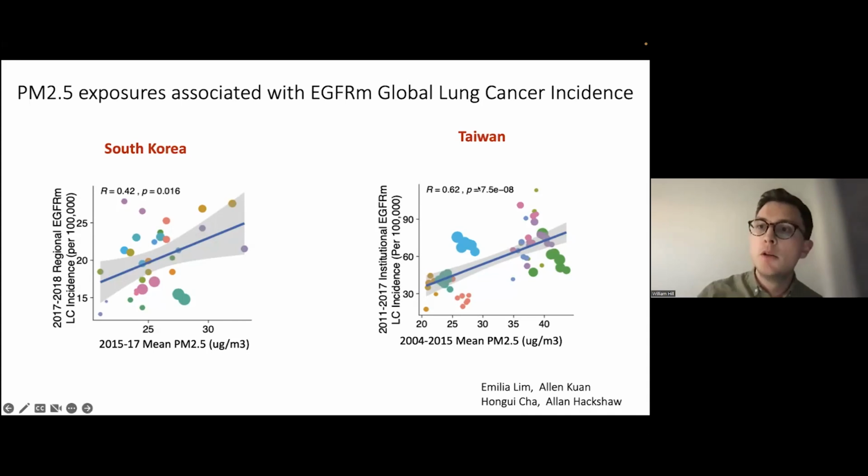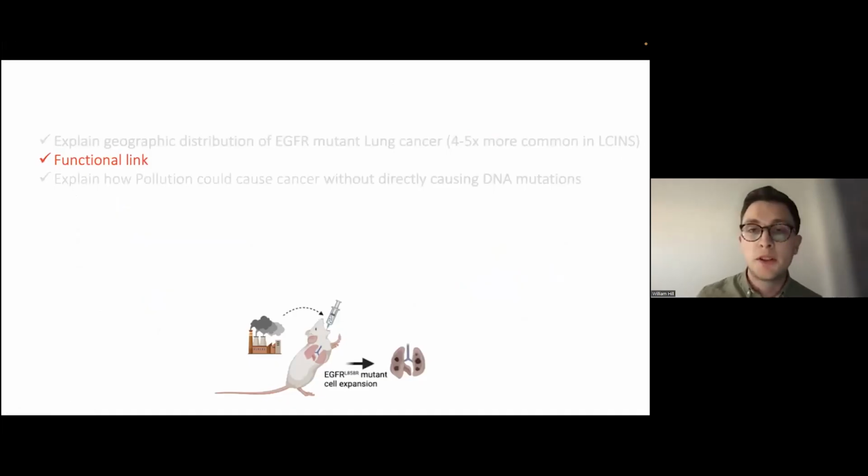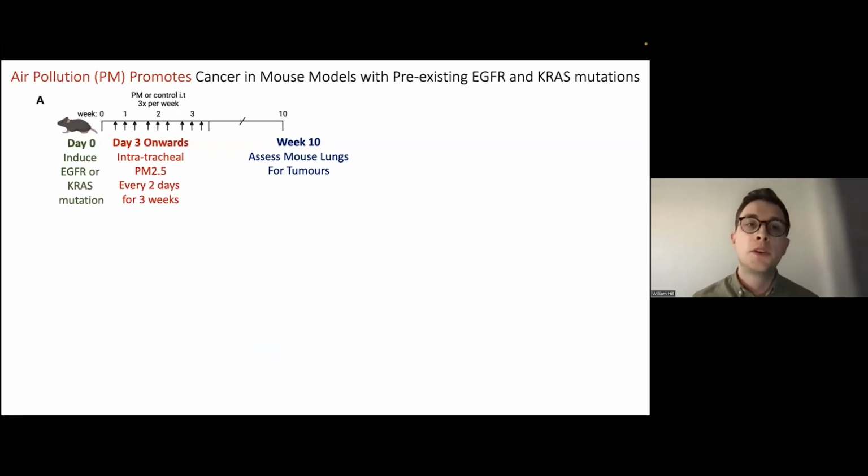And so then moving into the mouse model, we went to explore whether this was a causative and functional link. And so what we did was we used 3 genetically engineered mouse models where we induce expression of the oncogene at day 0, and then we give intratracheal administration of particulate matter for 3 weeks at physiological levels. And then we're assessing tumor burden at extended time points in these mice.